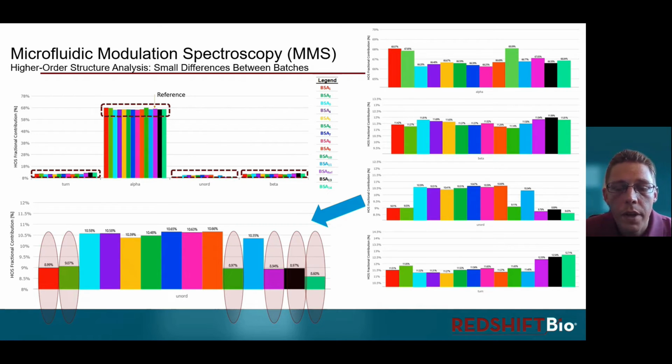a pattern here. In purple, near the right-hand side is the reference standard, and you can see that 5 of these samples do actually show a similar level of disordered structure to this reference, and the other samples show a small increase in disordered structure of about 1.5%.